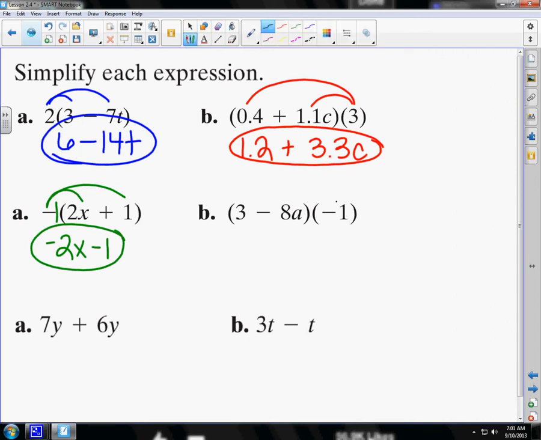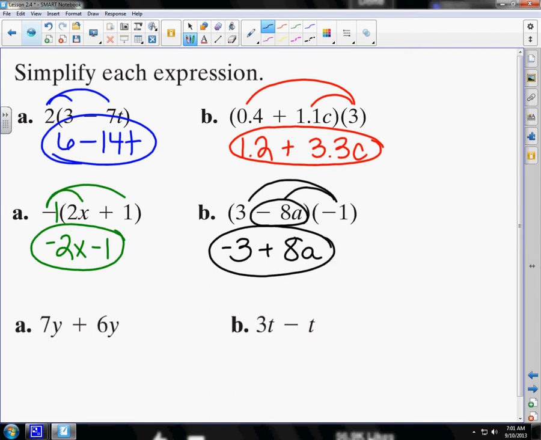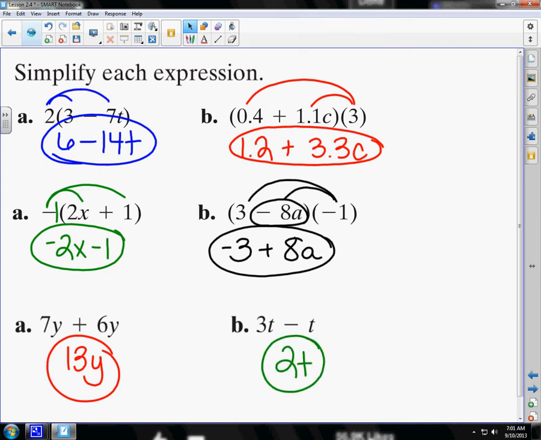And then this is the same. You just had to go backwards again. Negative 1 times 3 is negative 3. And then negative 1 times negative 8, remember this all goes together, is a positive 8a. 7y plus 6y equals 13y because they are like terms. And 3t minus t is 2t because they are like terms.